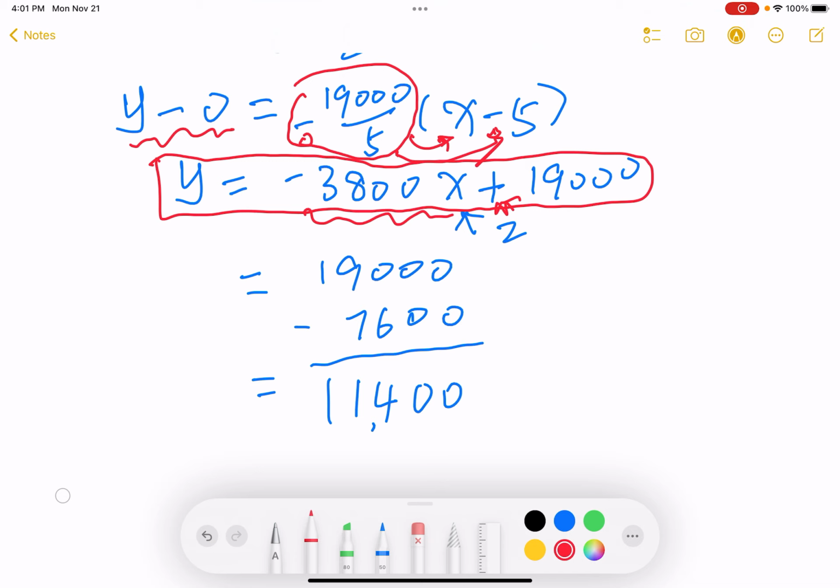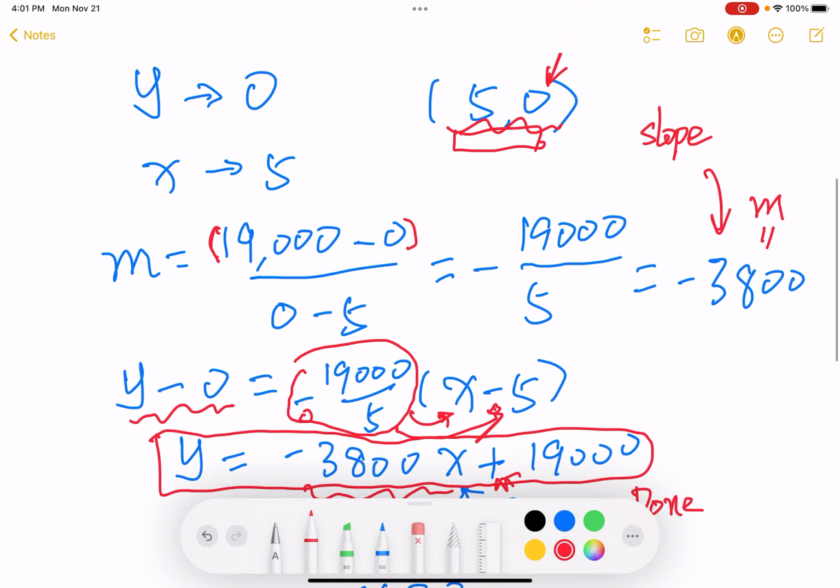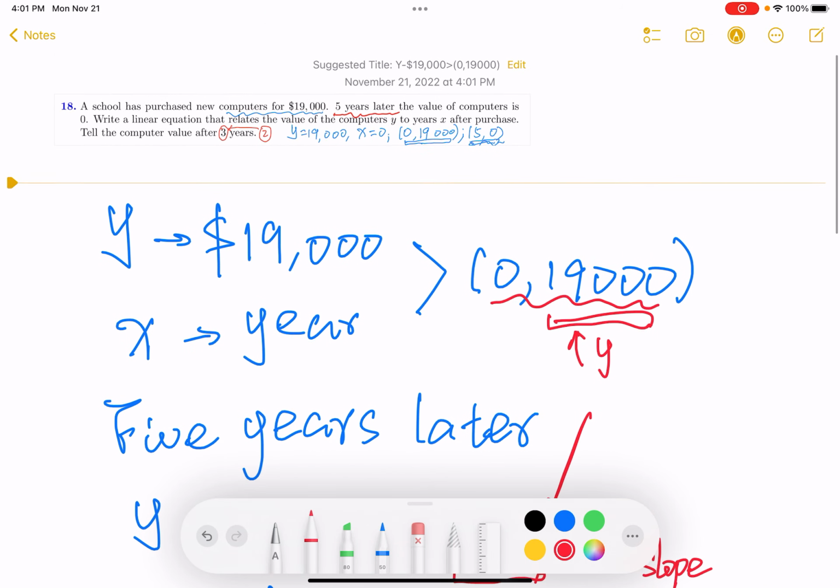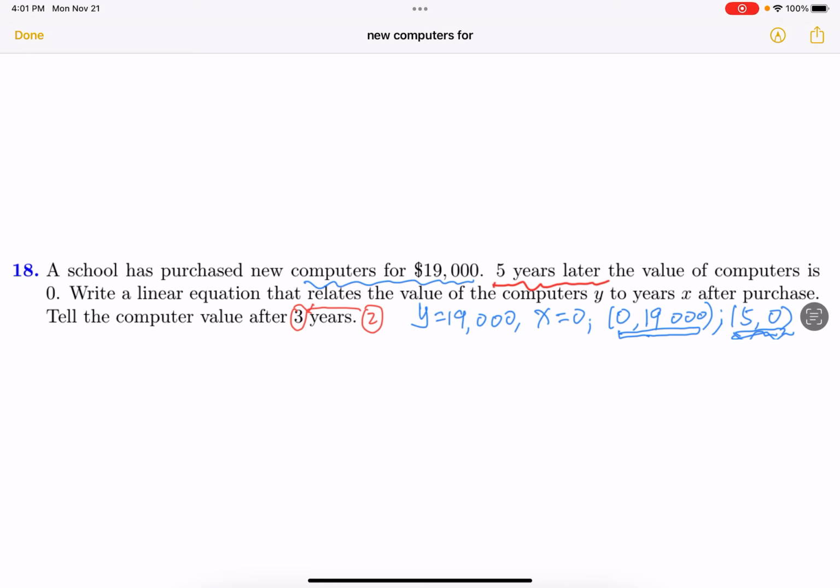So this is the equation we wanted. So you may say we are partially done. We found the equation. Okay. Now, we are not done. We also need to find out the computer value after 3 years. I said I will do 2 years. You may do your 3 years in the same way.